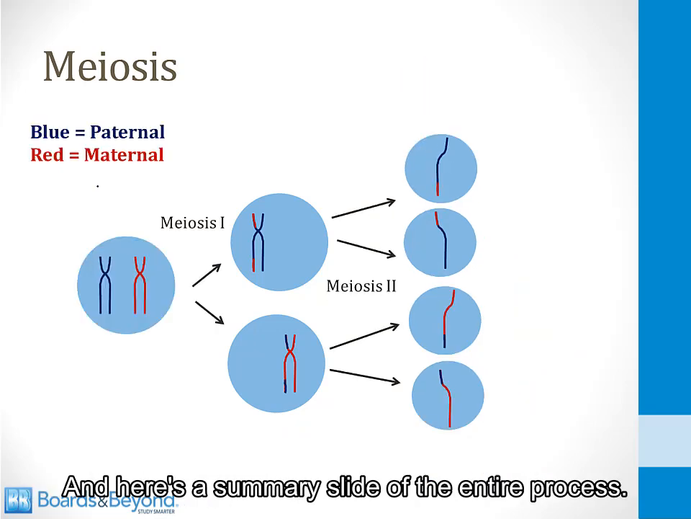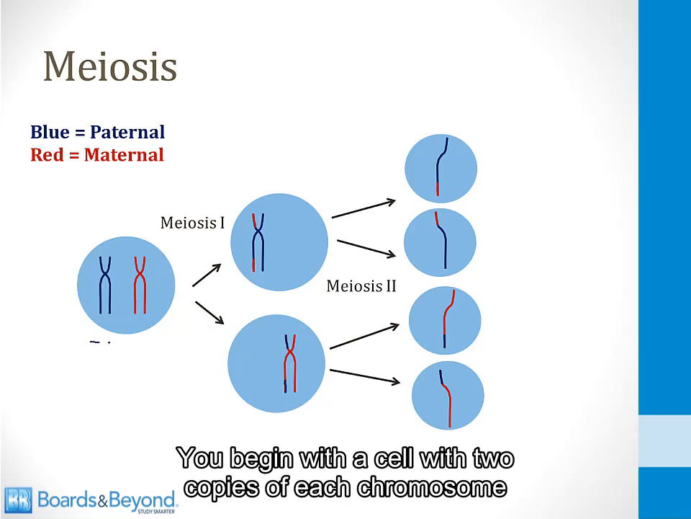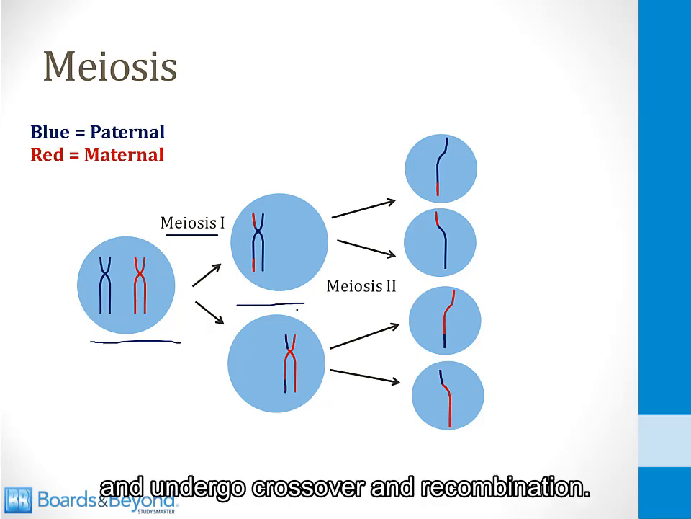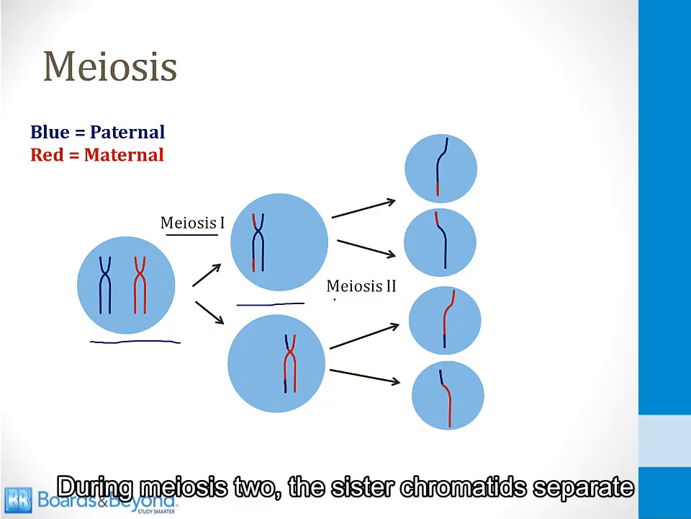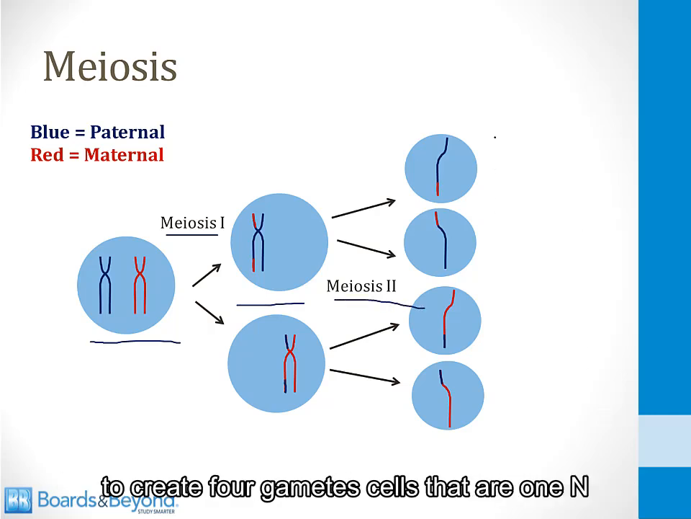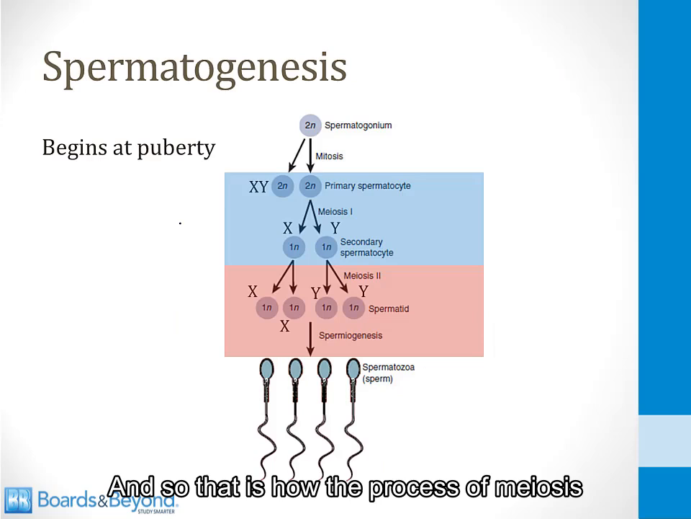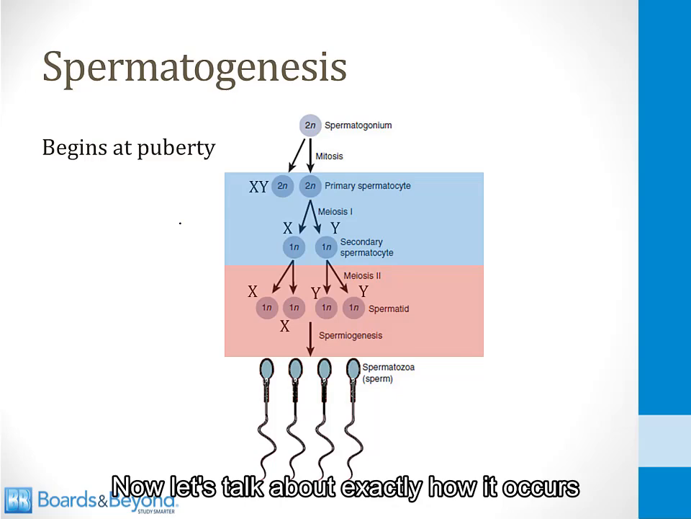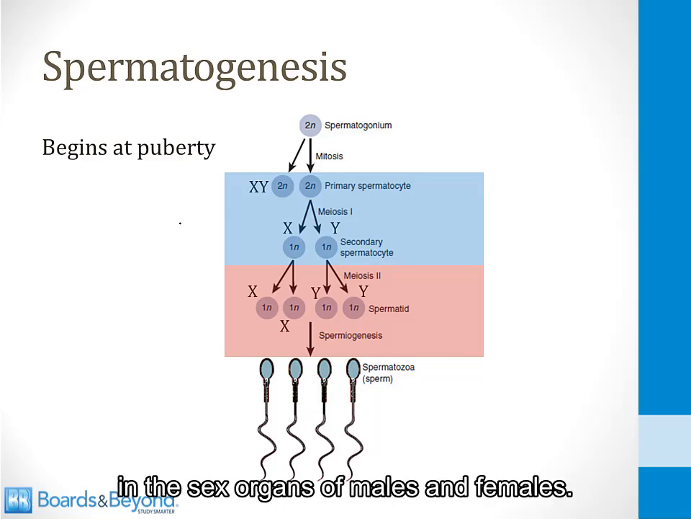And here's a summary slide of the entire process. You begin with a cell with two copies of each chromosome. During meiosis 1, the homologous chromosomes separate and undergo crossover and recombination. During meiosis 2, the sister chromatids separate to create four gamete cells that are 1N. So that is how the process of meiosis plays out in general. Now let's talk about exactly how it occurs in the sex organs of males and females.